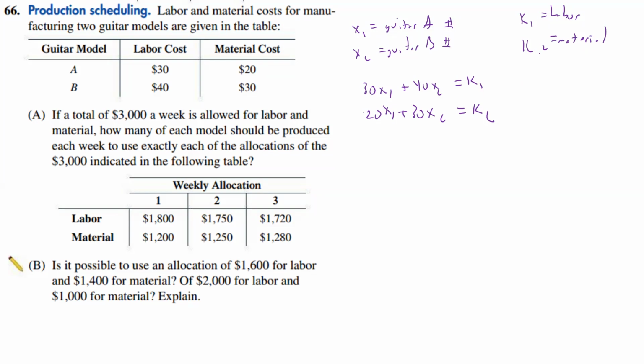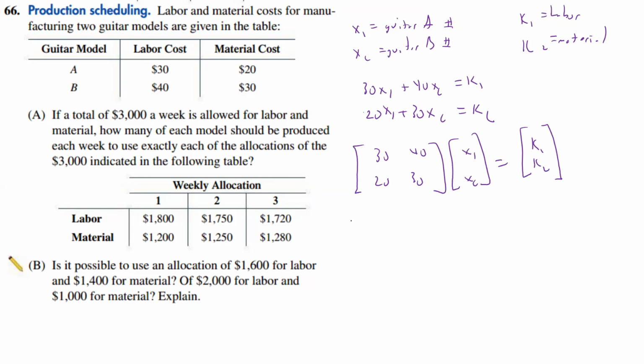All right. So first things first, it looks like we could write our matrix out, in the AX equals B format. It's going to be 30, 40, 20, 30, times x1, x2, and that's equal to K1, K2. Okay, and our K1 and K2, that's when we start getting to this 1800, 1200, 1750, 1250, and so on, all the rest of this part. So that means we need to find our inverse at this point.